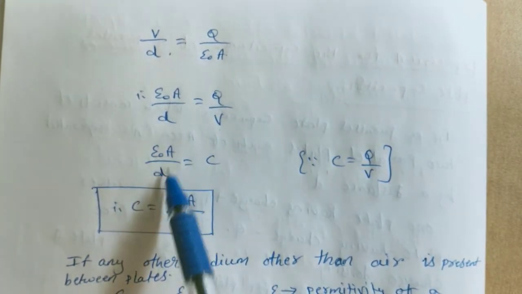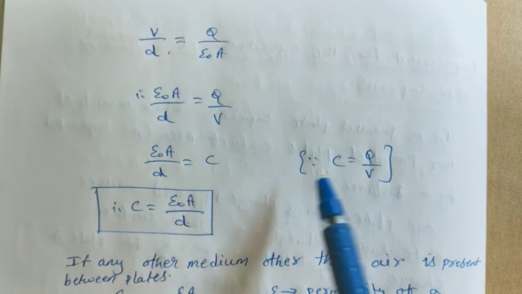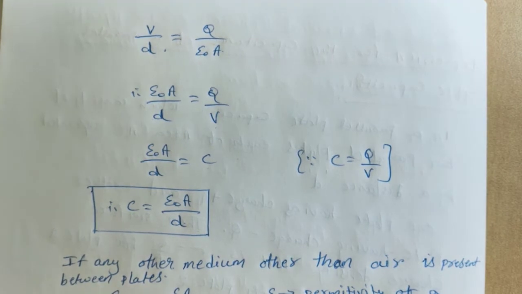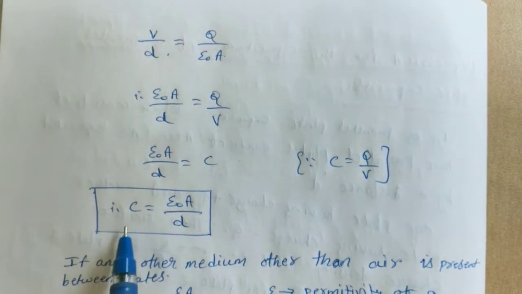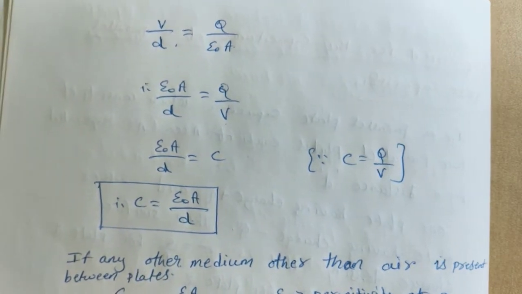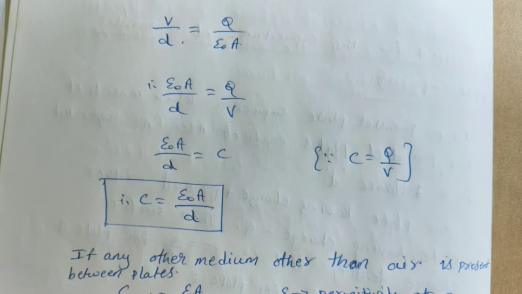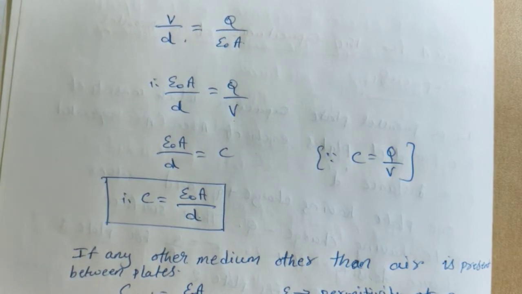So epsilon naught A by D can be represented as C, because we know very well from the concept of capacitance that C is equal to Q by V. Therefore C is equal to epsilon naught A by D. So this is the fundamental formula for the capacitance of a parallel plate capacitor, that is C equal to epsilon naught A by D.